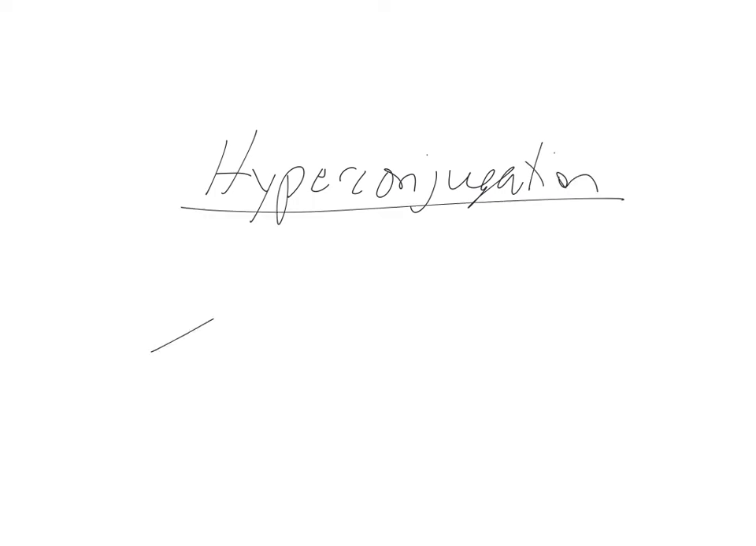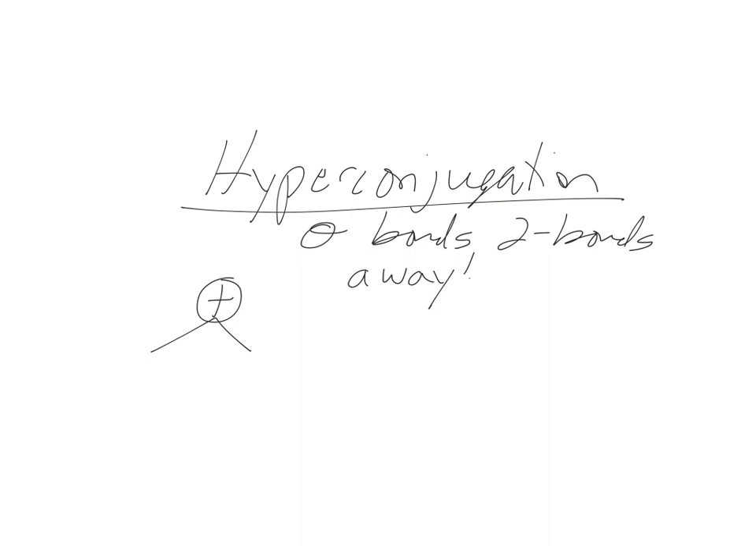Hyperconjugation is when you have a carbocation, right? It's the least stabilizing form of stabilizing a carbocation. It's sigma bonds 2 bonds away, so sigma bonds 2 bonds from the carbocation. Alright? So that would be these H's, or if I had a methyl here, that'd be 1. In this case I have 1, 2, 3, 4, 5, 6, right? 2 bonds away. I have 6 hyperconjugation buddies.